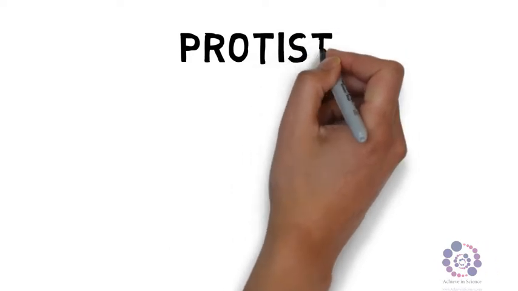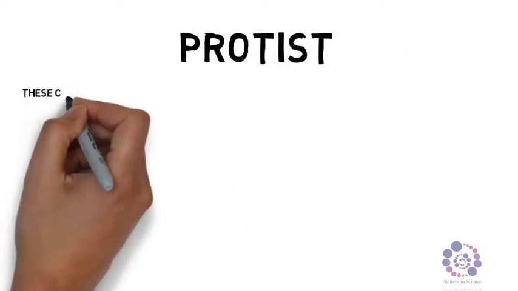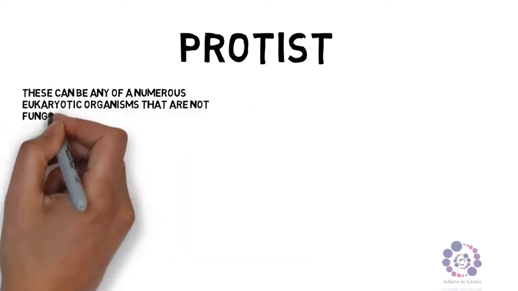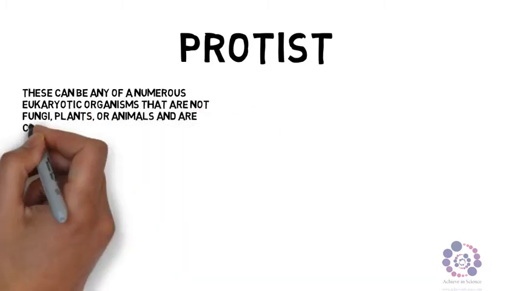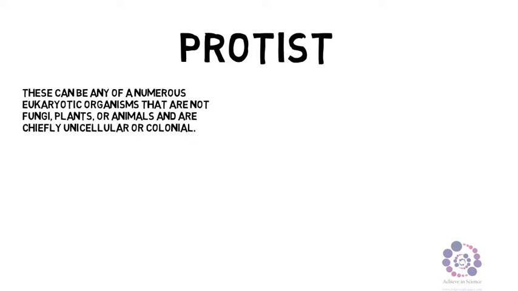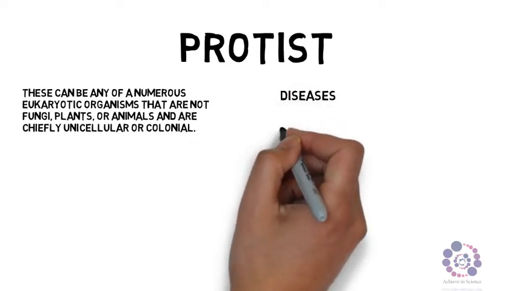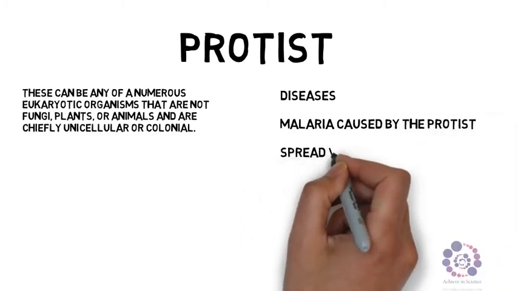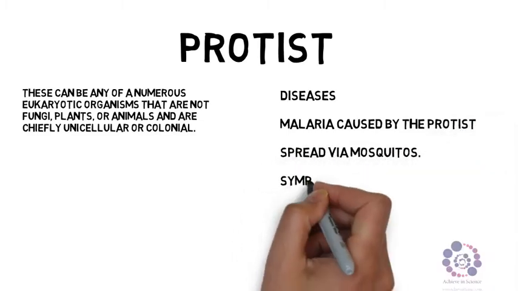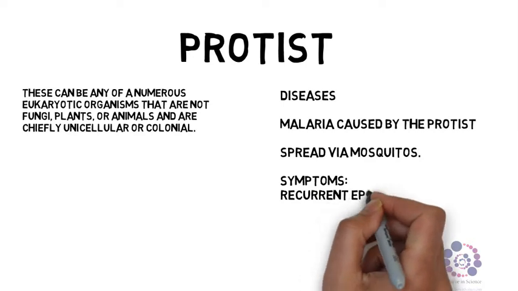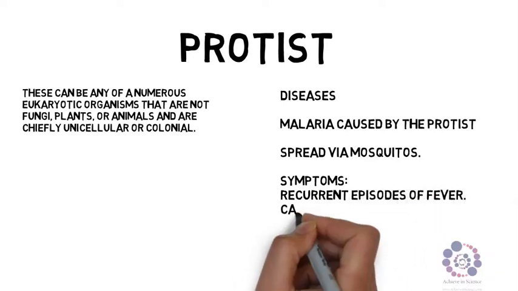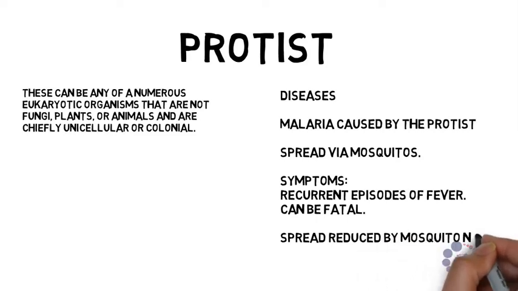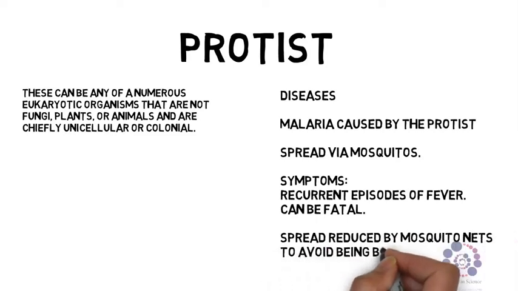Next we have protists. These can be any of numerous eukaryotic organisms that are not fungi, plants or animals and are chiefly unicellular or colonial. Diseases: malaria, caused by protists, spread by mosquitoes. Symptoms of recurrent episodes of fever, it can also be fatal. Spread by mosquitoes, therefore, have nets in place to avoid being bitten.